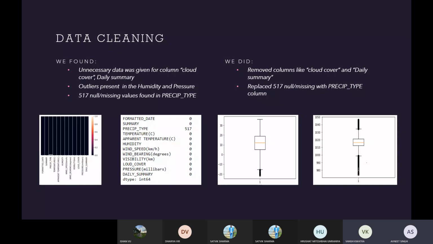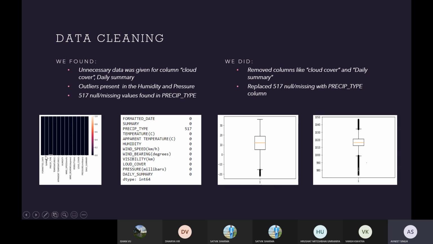We have approximately 96,000 values in our data set, which gives us a lot of variables to show in graphical representation. But with it, it also gives us some errors, like unnecessary data columns, including cloud cover and daily summary, and some outliers in the humidity and pressure. There are also some missing values, such as in precip type.